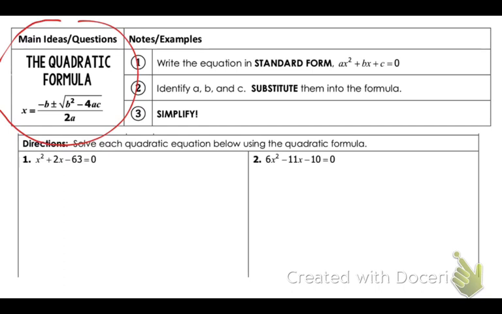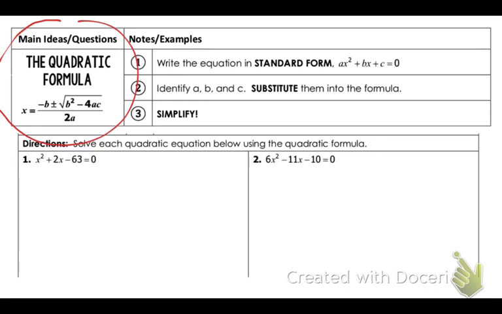So let's say you don't know how to complete the square, and I tell you to solve this quadratic equation, and you have no idea how to complete the square, you don't remember. The quadratic formula will always give you the right answer. So number 2, you're going to identify A, B, C, and substitute them into the formula, and then simplify.